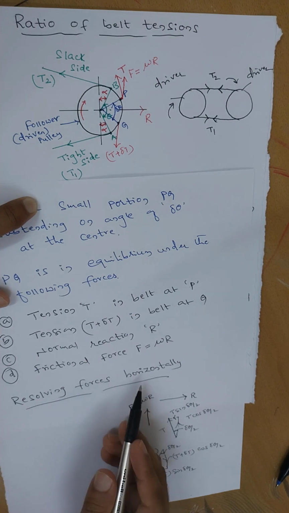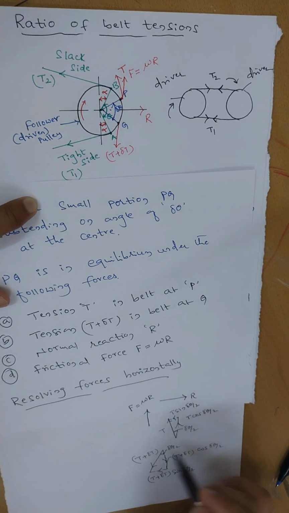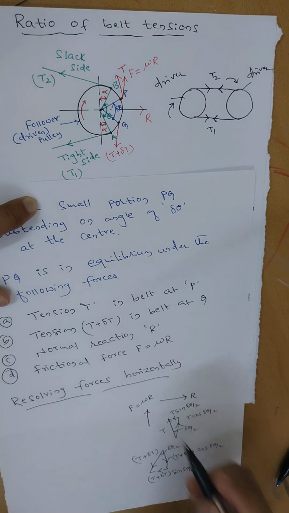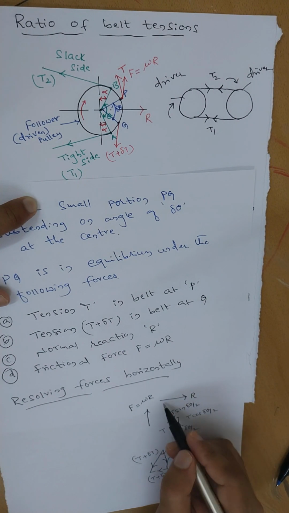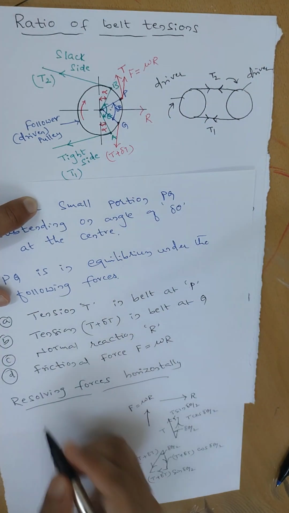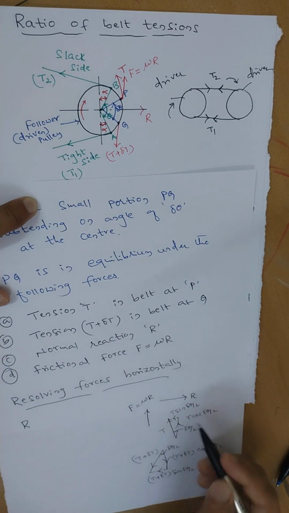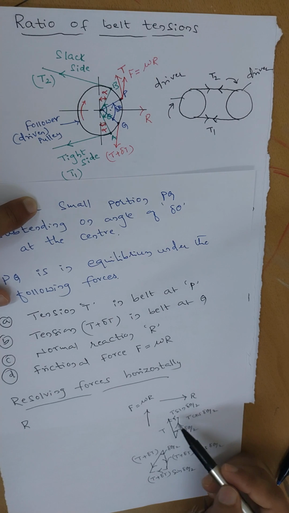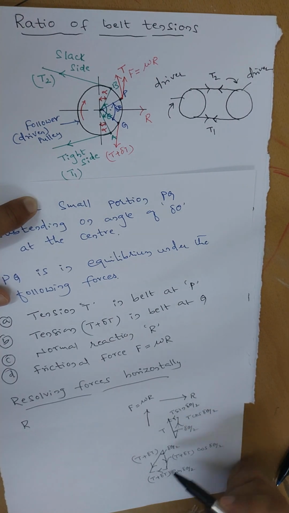Now resolving the forces horizontally. Check only which horizontal forces are there. Resolve left and right, and equate. First I'll go to the right side. What is the force here? R. This is the R, so R equal to R. Any other right forces here? No, this is on the left side, and this is on the left side.